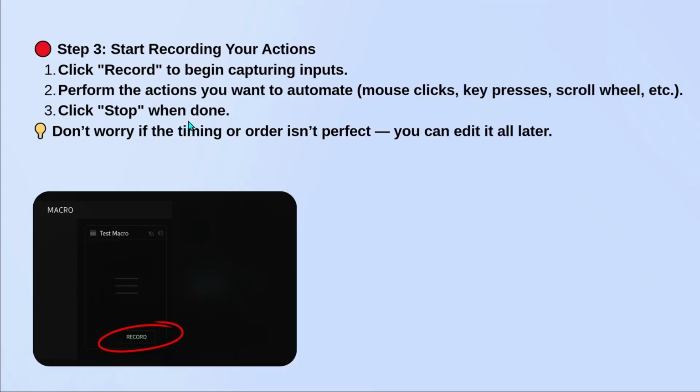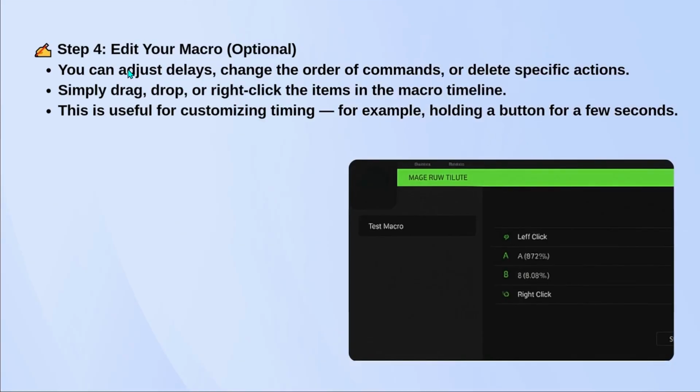If you need to make adjustments, you can easily do that. You'll see a list of your recorded actions in a timeline. You can rearrange them, delete individual ones, or tweak the delays between steps. This is great if you need more precise control, like holding a button down longer or adding a small pause between actions for better timing. You can even rename actions for clarity if your macro has many steps.